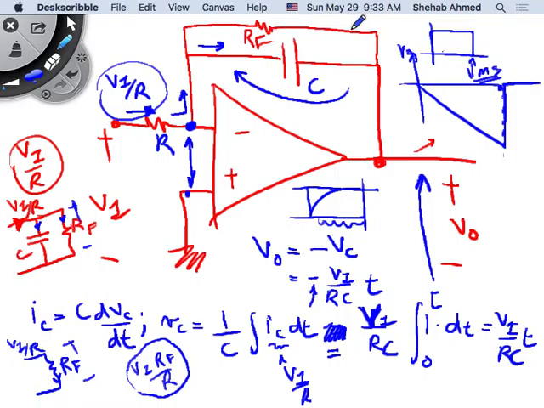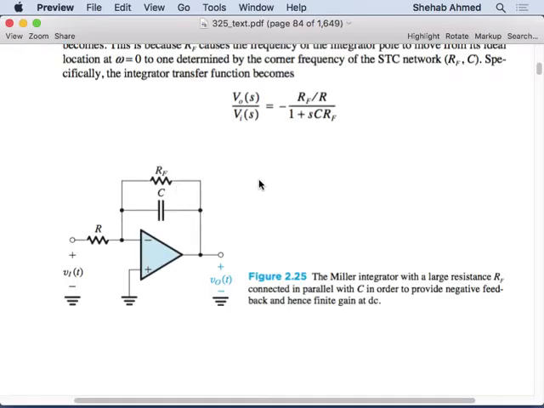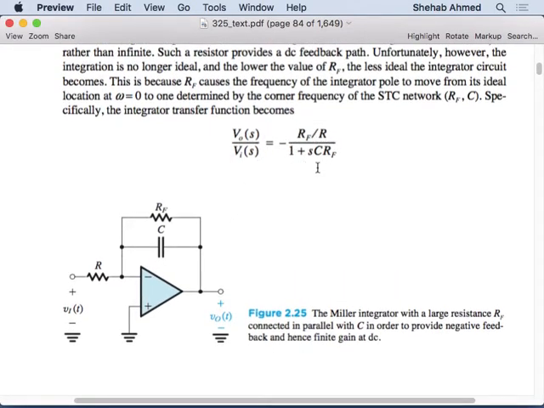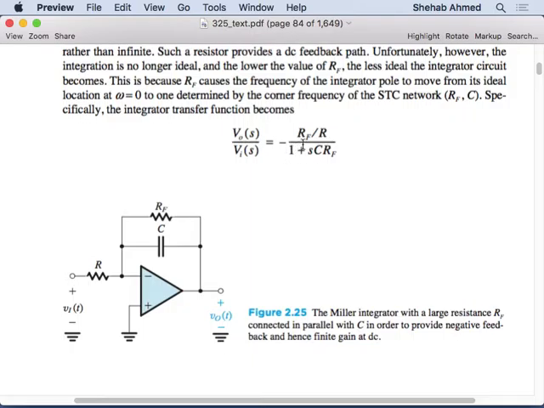Okay? How about the case with the resistor? That's what we need to look at. The case with the resistor, we derived it last time in class. We said that it looks like this. This is the general transfer function case with the resistor RF in the feedback. What does this look like? A single time constant low pass filter circuit, with a DC gain of minus RF over R and break frequency omega naught equal to 1 over C RF. So it looks like a low pass filter.